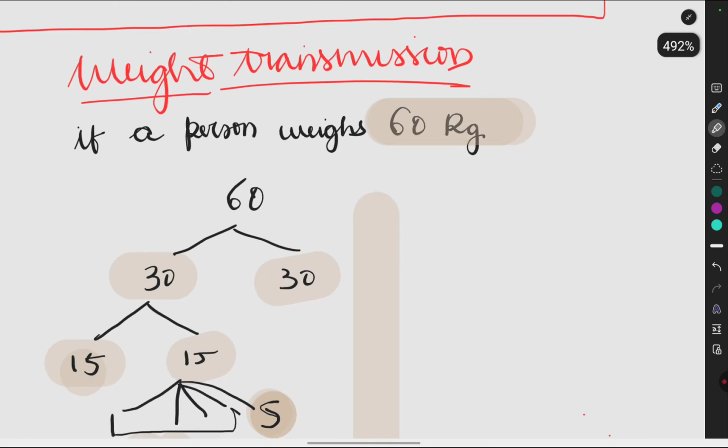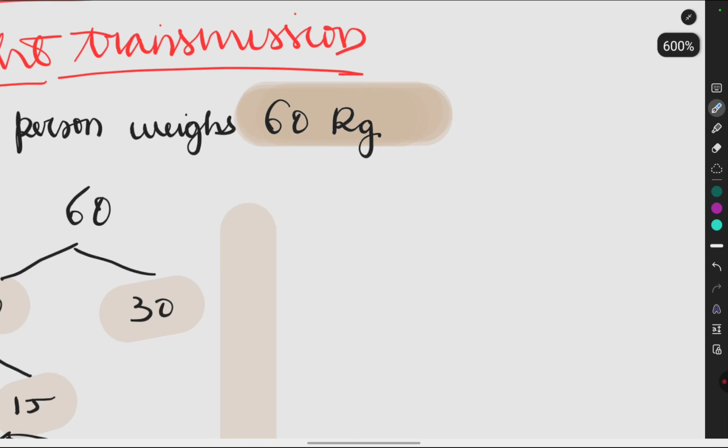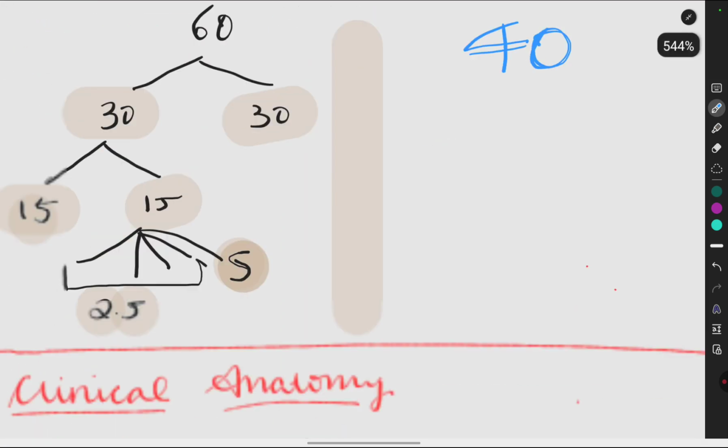So this is only for the person who is 60 kgs, and I want you to write what will be the weight transmission for a person who is only 40 kgs. So I want you to answer this now.